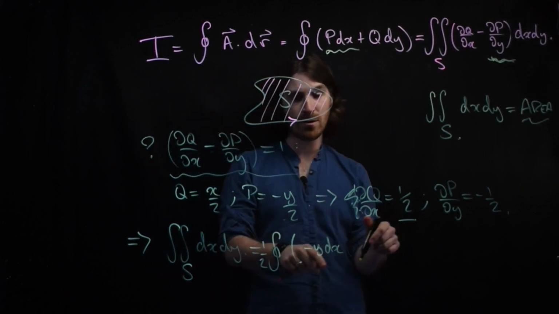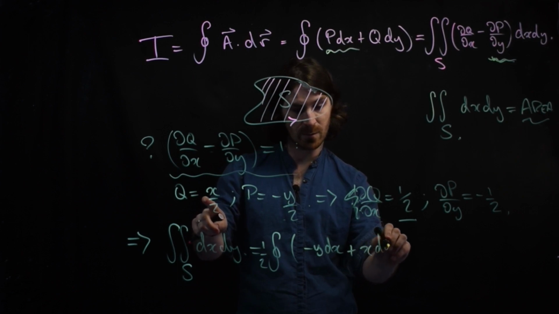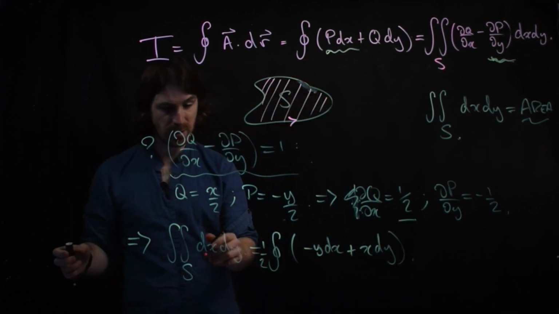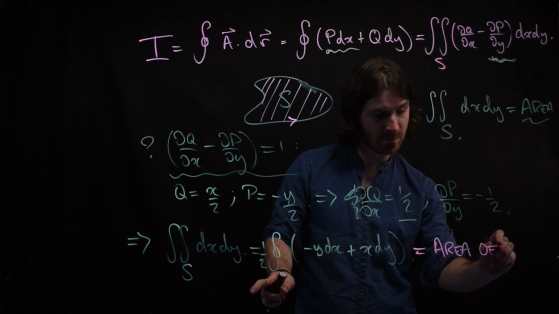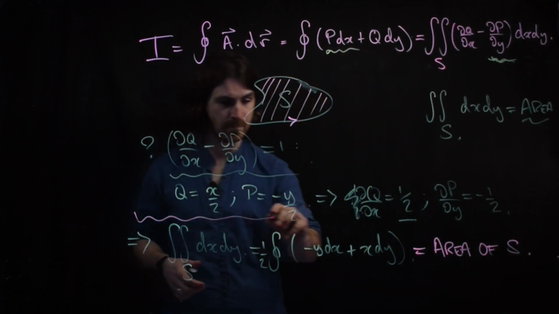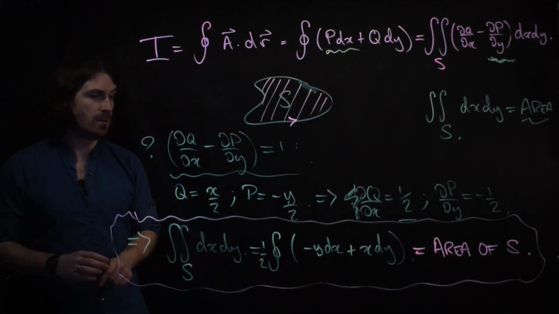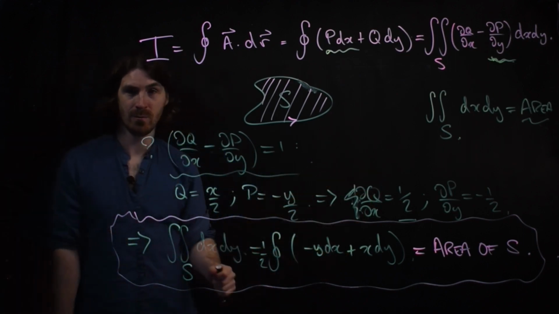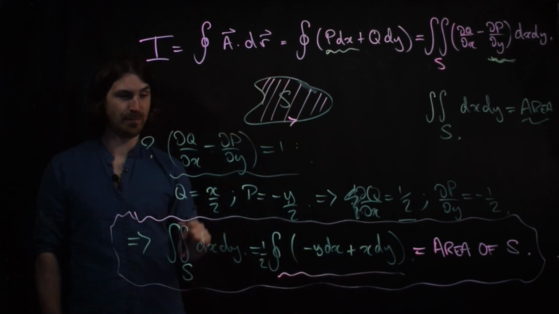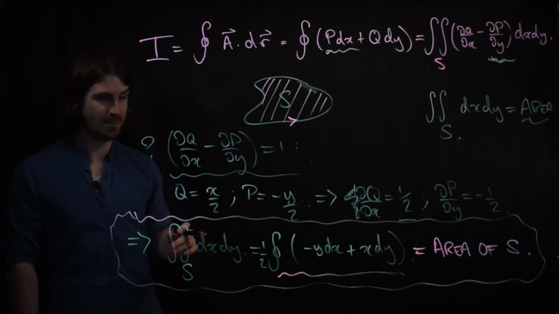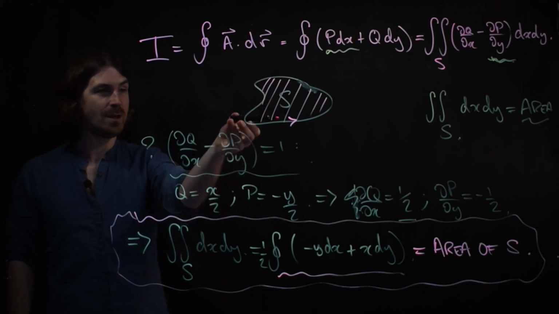Plus q dy, plus q is x over 2, we've got the half already, dy. So this is a line integral that tells us the area of a region S. If you want to know the area of some large field, you can just walk around the boundary of it and calculate this line integral rather than do the double integral. It's quite an interesting result. So there's some intimate relationship between the area of a region and its boundary.